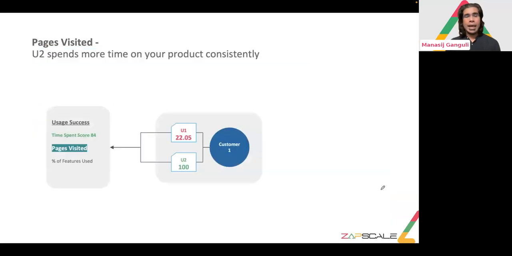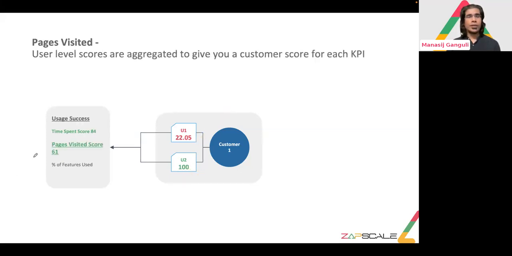That's the structure again. And that's how we get to the page visited score for every user. As you can see, one user was 22.05, other was 100, and their average is 61. 22 plus 100 divided by 2 is 61, right? So this is my customer level score. This is my individual user level score for this particular KPI, as we can see.